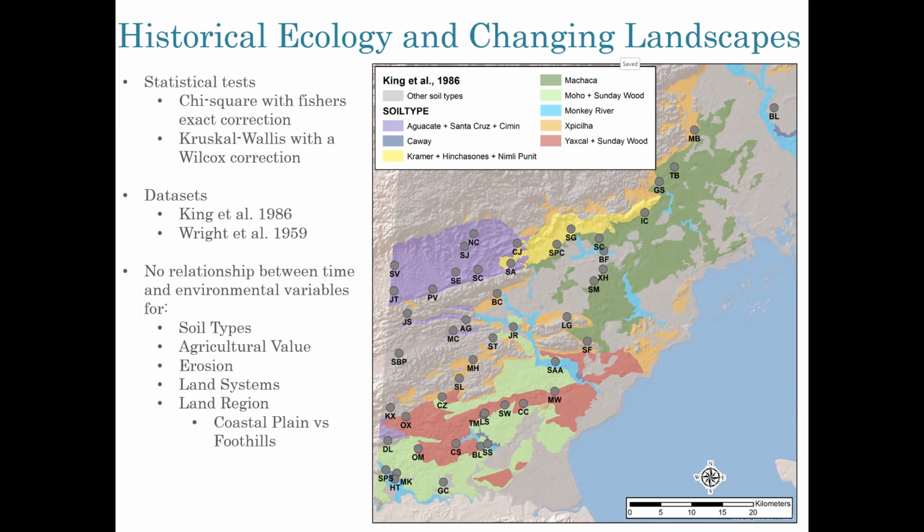1959. Through these chi-square tests and Kruskal-Wallis tests, basically I saw that there was no relationship between the foundation time of villages and the different environmental variables. So things like soil suites or soil types was not influential on where people chose to live. The potential agricultural value of the land is established by King 1986 to influence where people chose to live. Erosion value, land systems, or land regions, including foothills versus coastal plains, weren't influential on when people chose to live in those areas.